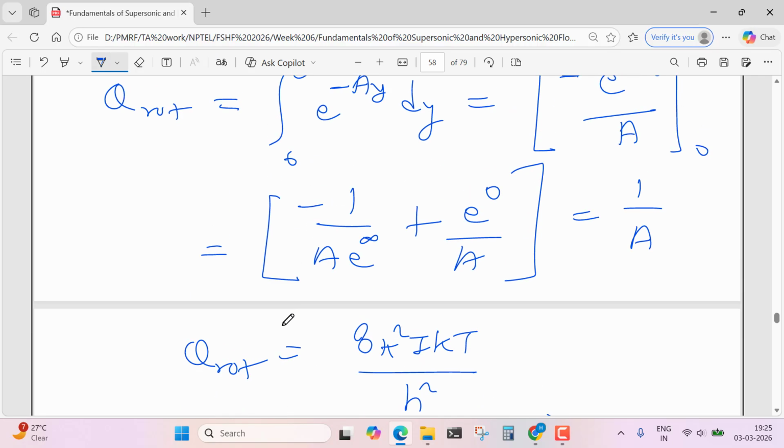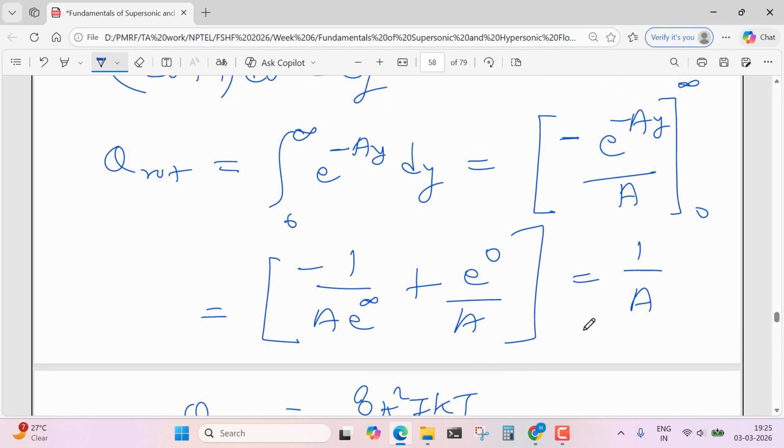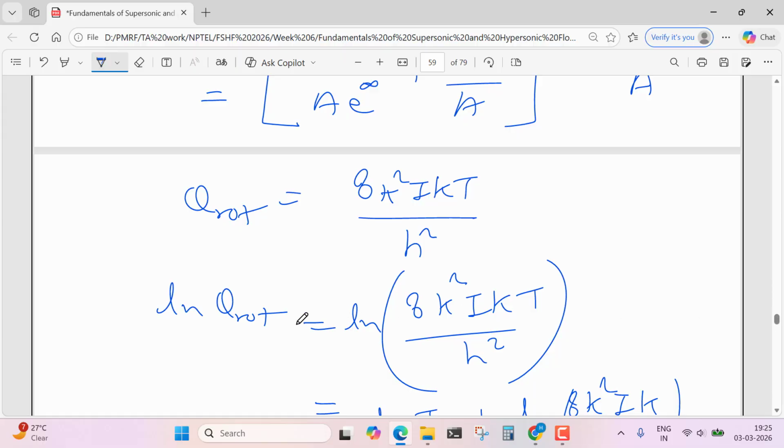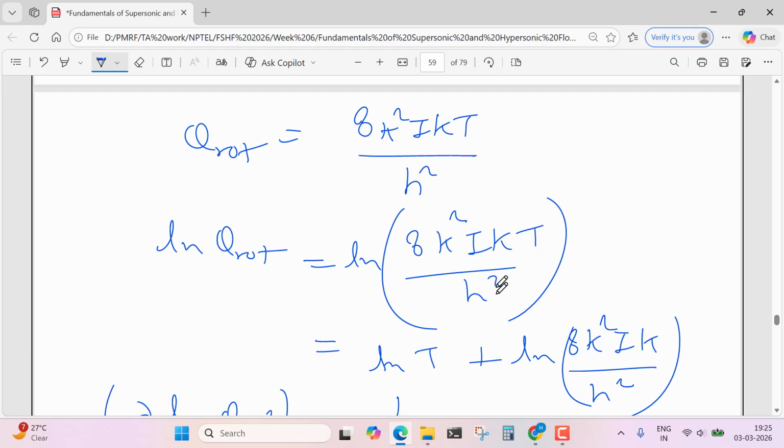If we take the log of this, we will get log Q rotational equal to log of 8 pi square I kT upon h square, and we'll separate the term T from the other constants, so we'll get log T plus log of 8 pi square I k upon h square.